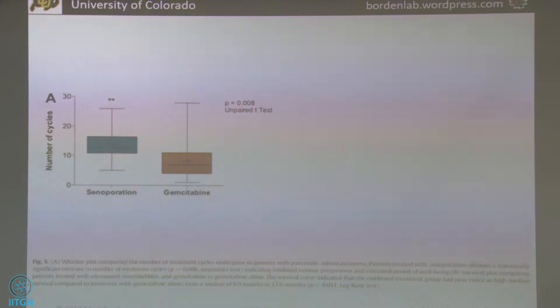This shows the number of cycles that were given of therapy. So with some duration, there was a significant increase in the number of cycles of therapy. That means that the patients were still healthy enough to warrant continued therapy, right? Because there's a point at which the patient is suffering so badly, they're not improving, and so you eventually stop the therapy altogether. So the fact that, number one, the number of cycles improved.